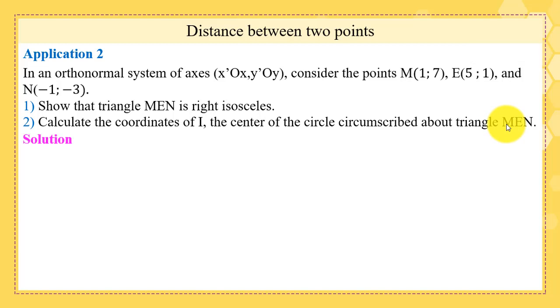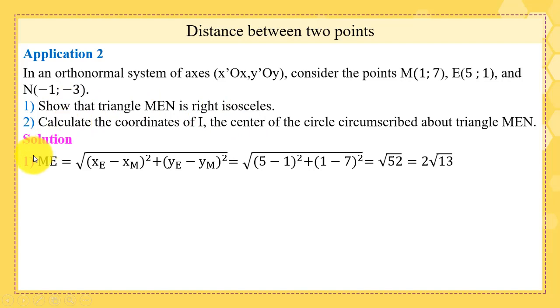Solution. Required: to show triangle MEN is right isosceles. For that, we find the length of the three sides of the triangle. We start with ME, which is equal to radical of (xe minus xm) square plus (ye minus ym) square. Substitute the coordinates of E and M to get radical 52, which is equal to 2 radical 13.